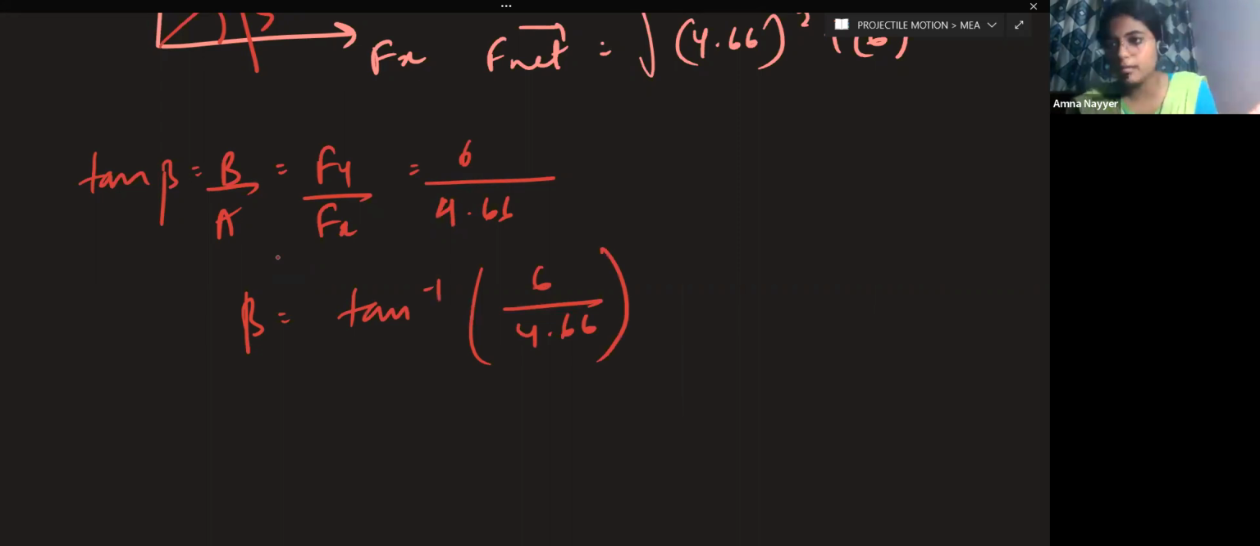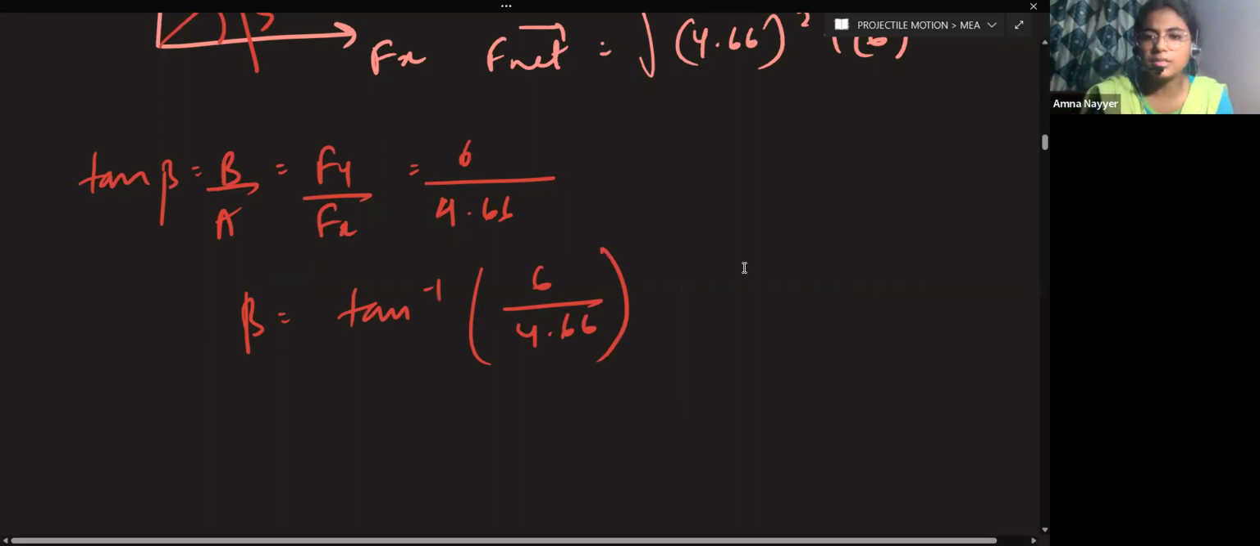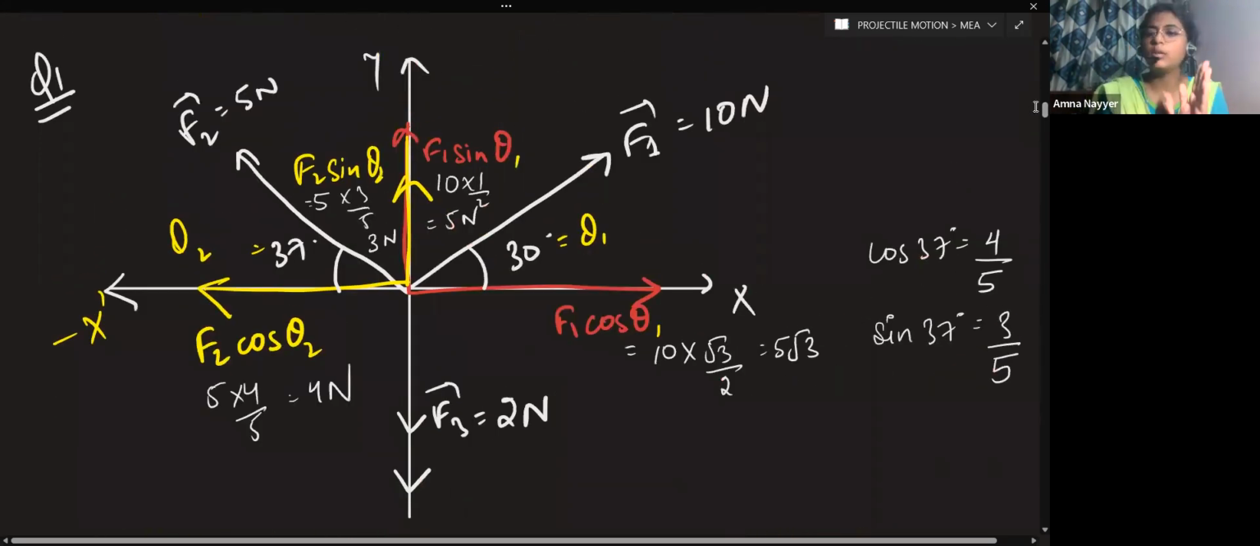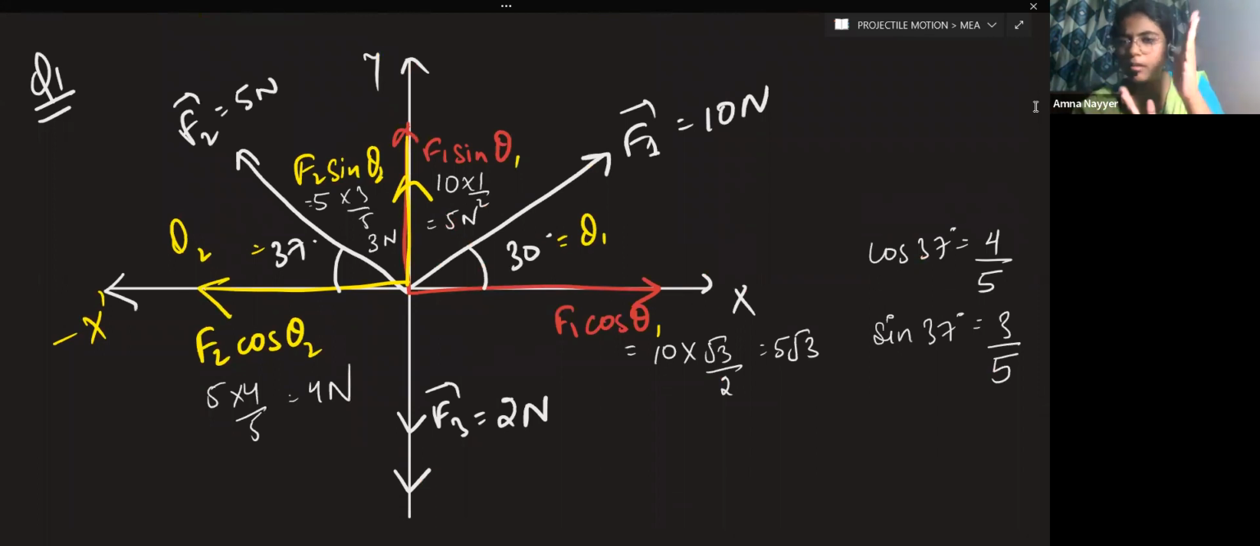So this was widespread. You didn't know what the answer was. Now I'll just repeat it once more. Let me know wherever you're not able to understand. F1 got resolved into F1 cos theta here, F1 sin theta here. Magnitude 5 root 3, magnitude 5 Newton, angle 30 degrees was made. So the axis with which the angle was made was termed as cos theta.